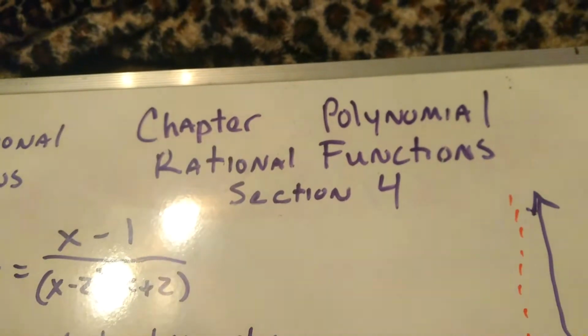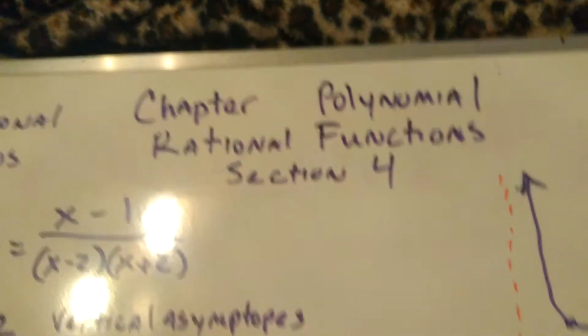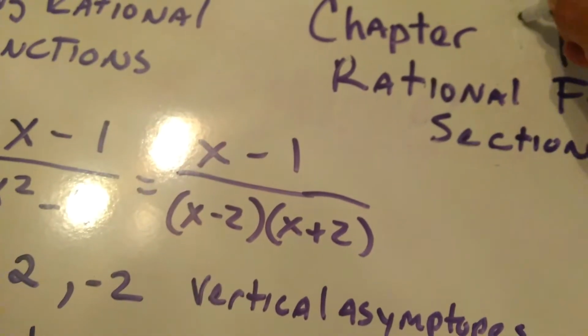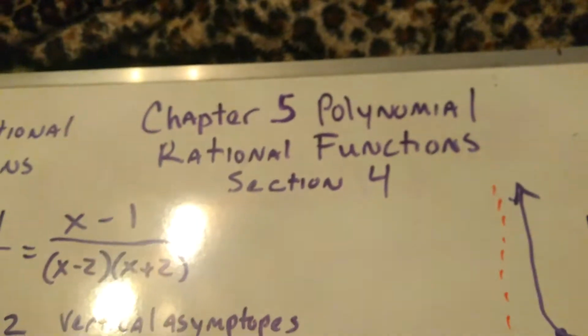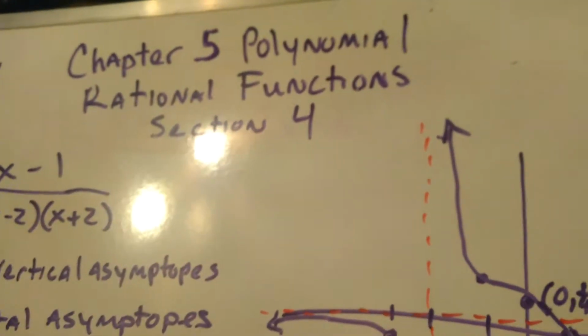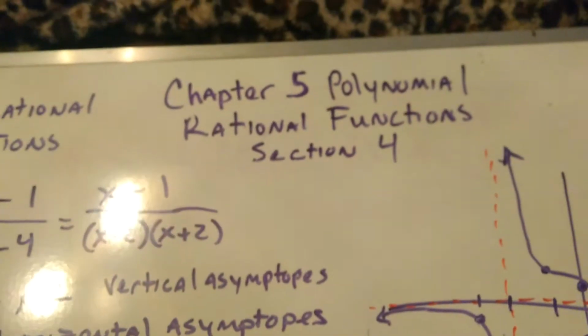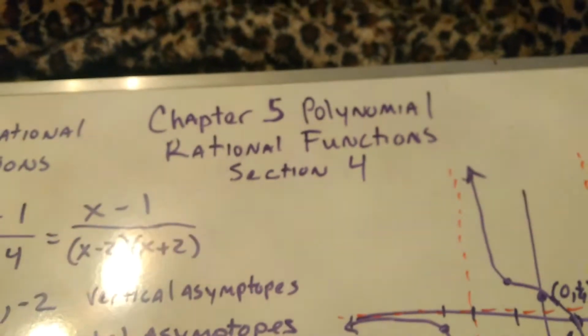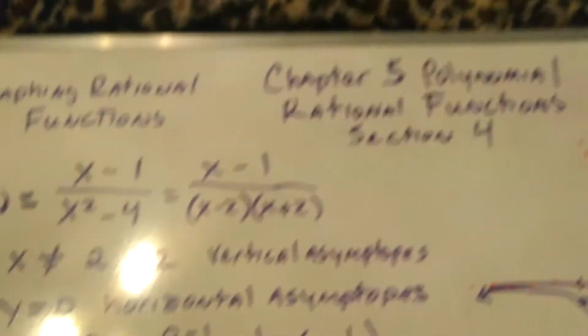College Algebra. This is Chapter 5, Section 4, and I forgot to put Chapter 5 up here. So here it is. It is Chapter 5, Section 4. Okay, this is using everything that we learned in Section 3 to graph a rational function.